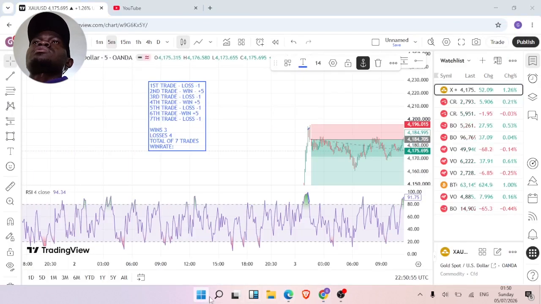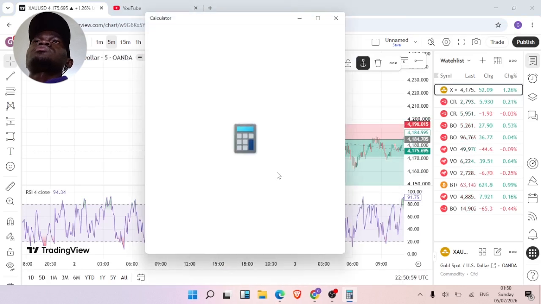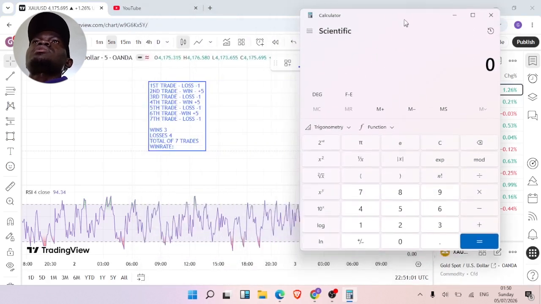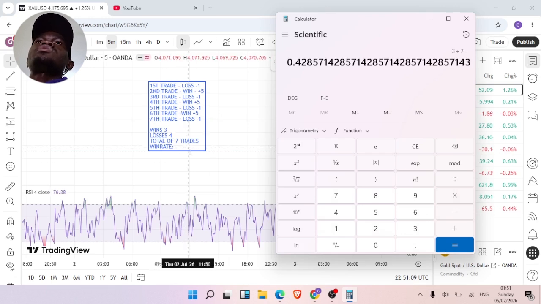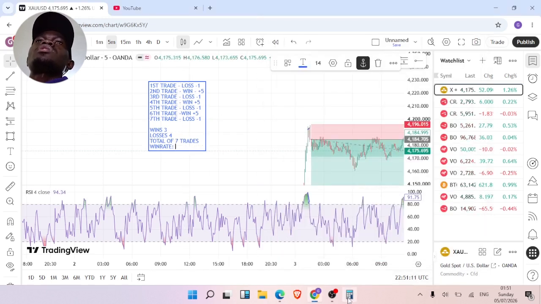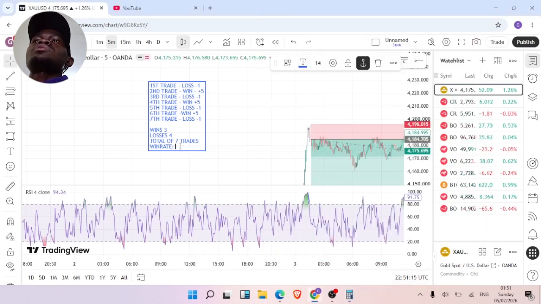the calculator? 3 divided by 7 is equal to 0.42, so that becomes 42.8. So let's say it's 43% win rate.